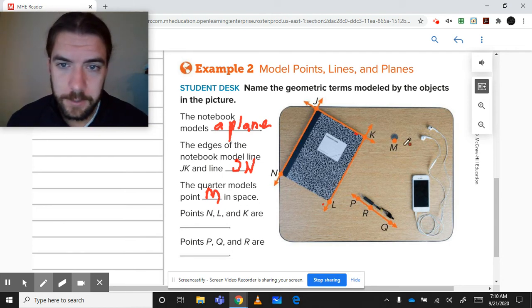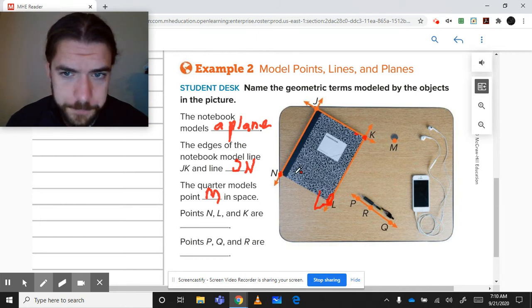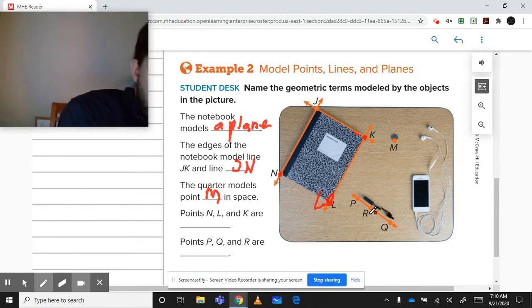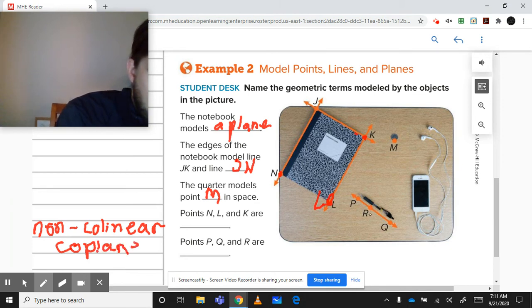Say points N, L, and K. So N, L, and K are, so they are two things. They are non-collinear. They're not all in the same line. Non-collinear. And they are also coplanar. Okay, so they all exist in the same plane. They do not exist along the same line.